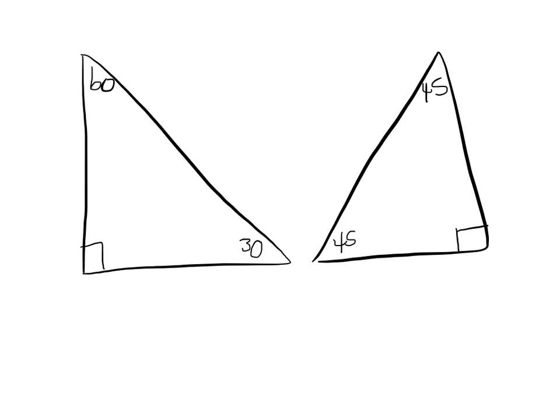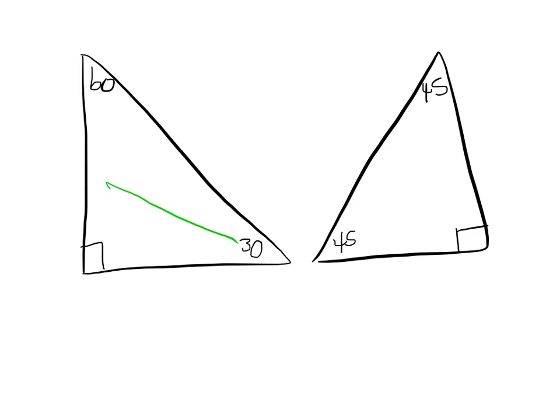Now to formalize your notes. At the top of your notes, I'd like you to draw these two triangles. One being a 30, 60, 90 triangle, and another being a 45, 45, 90 triangle. Here's kind of a summary of what we noticed.